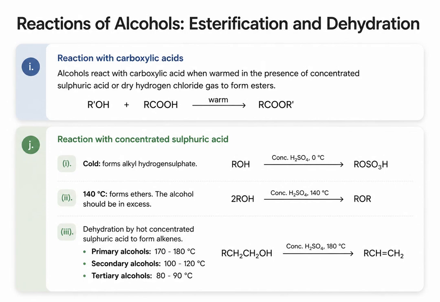Alcohols also undergo esterification when warmed with carboxylic acids and an acid catalyst. When reacting alcohols with concentrated sulfuric acid, the temperature dictates the product. At 0 degrees Celsius, we get alkyl hydrogen sulfates. At 140 degrees, ethers form. At higher temperatures, dehydration occurs to form alkenes, with tertiary alcohols requiring the least heat to dehydrate.